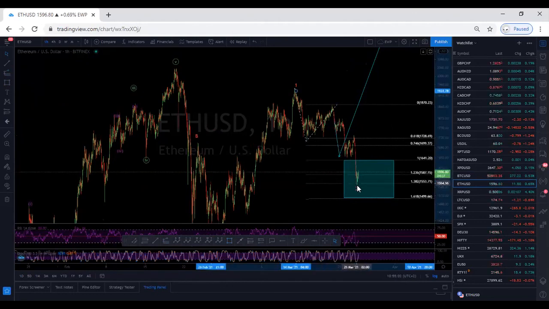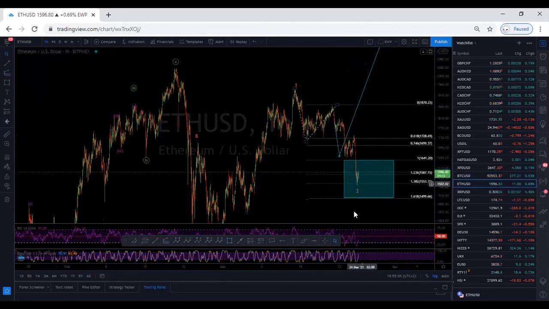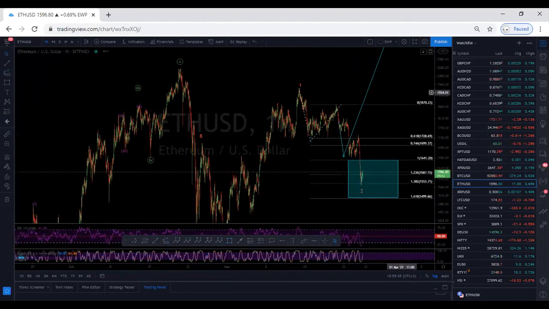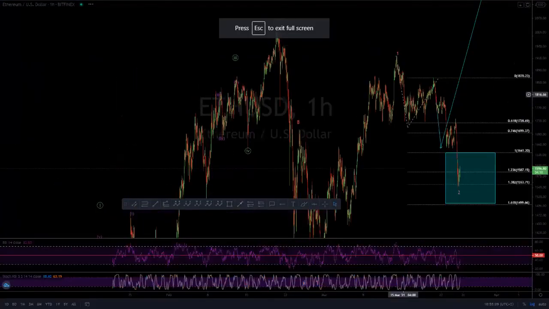This is one of the trades. It's still within the blue box. If you buy this one, you have to have your stop loss below this 1.618 here. Let me see if we've got any confluence here with the Fibonacci.